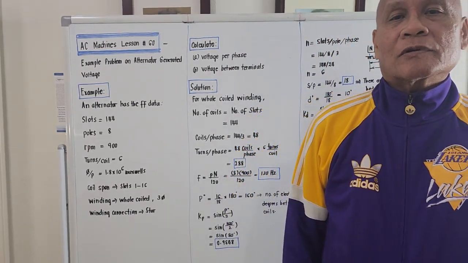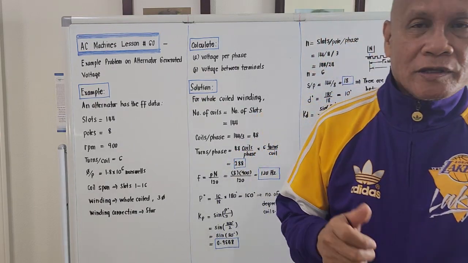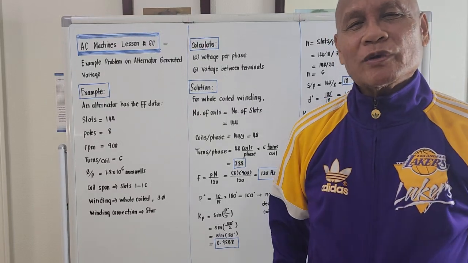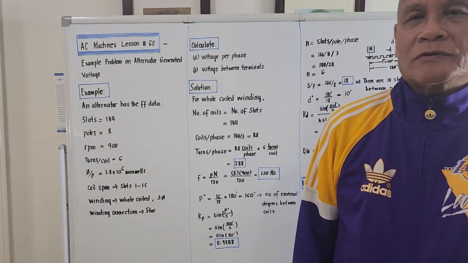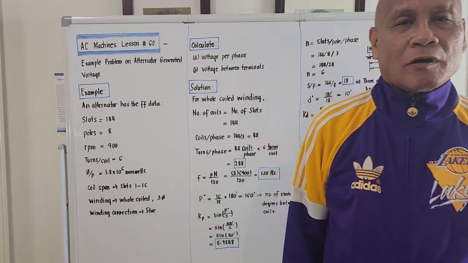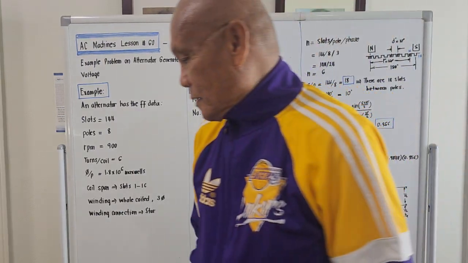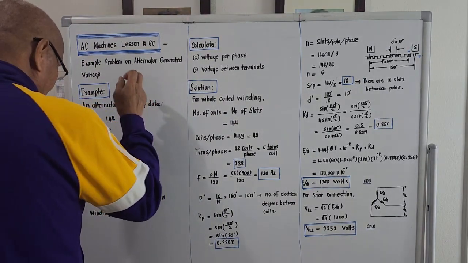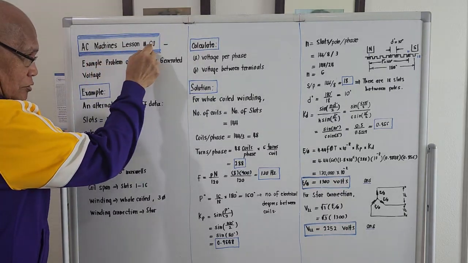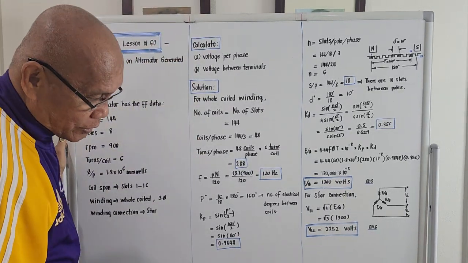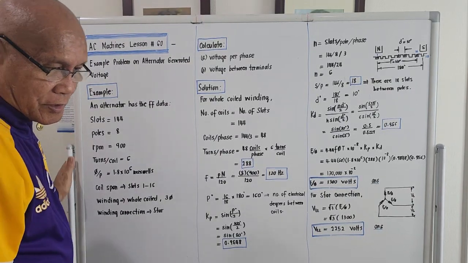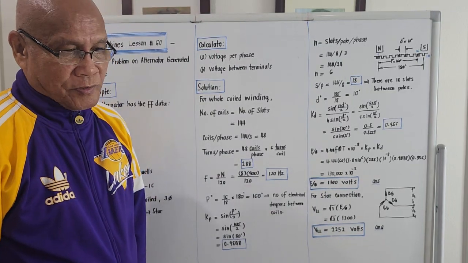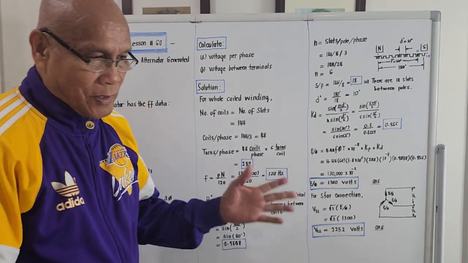Okay, my topic for this morning will be a continuation of my AC machines, and I am now on lesson number 60. We are running smooth. We are on the concepts of alternators. Okay, let's proceed. The subject matter for this morning will be alternating current machines, lesson number 60. So for those of you who are planning to take up electrical engineering or want to study the concepts of AC machines, this is for you guys, okay?